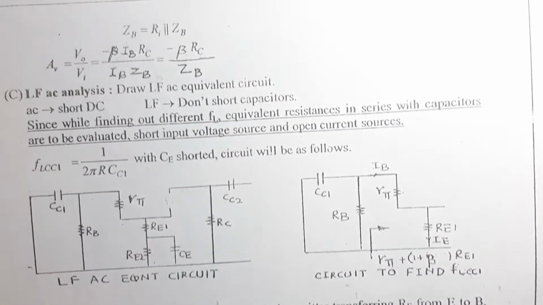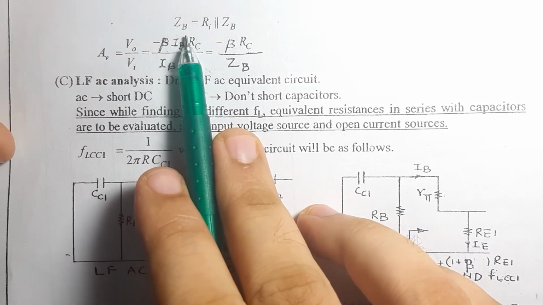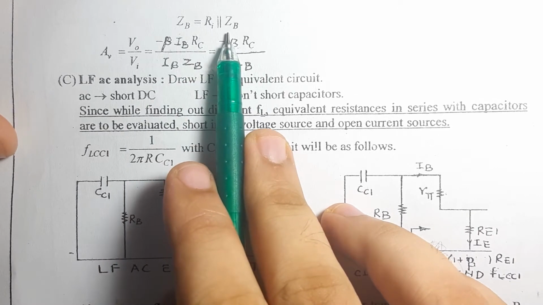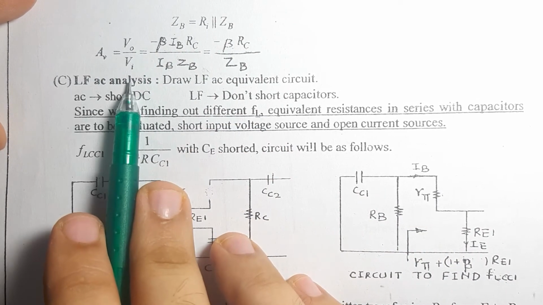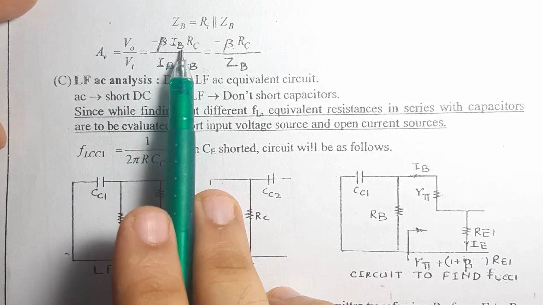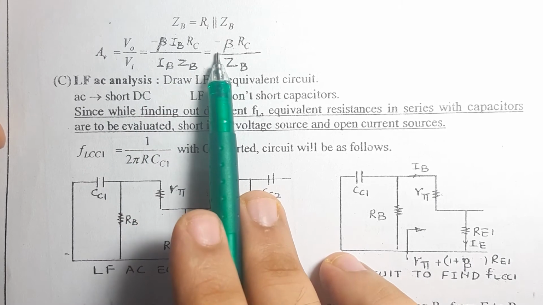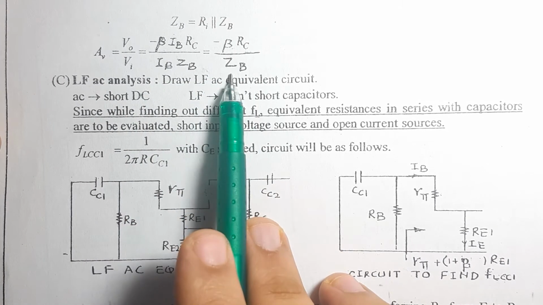As I had said, your ZI will be nothing but RB parallel ZB. Your AV is given as VO by VI, which is nothing but minus beta IB into RC upon IB into ZB. Your IB gets cancelled out and you are left with only minus beta into RC upon ZB.